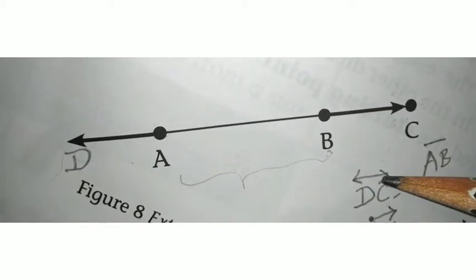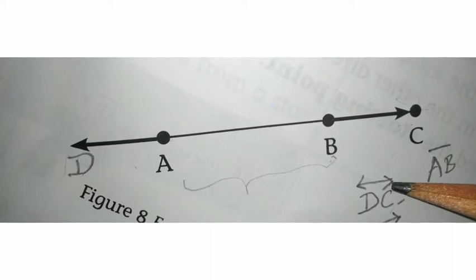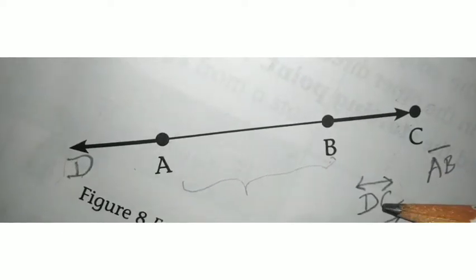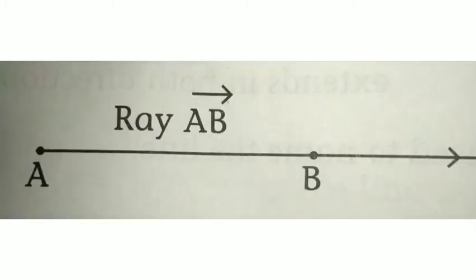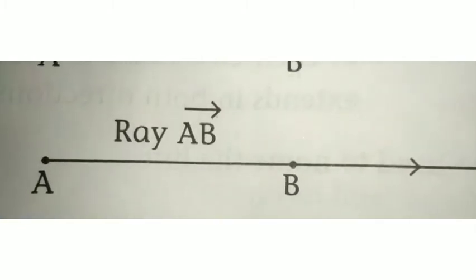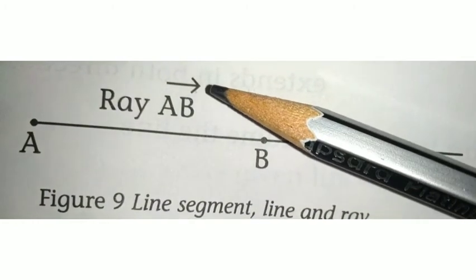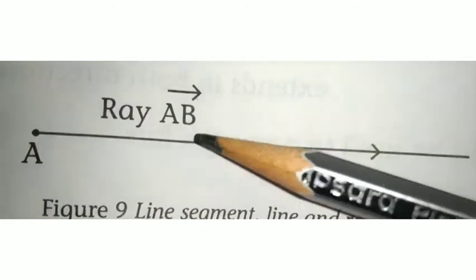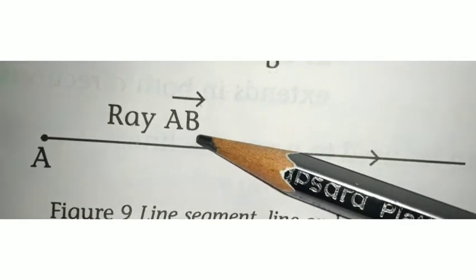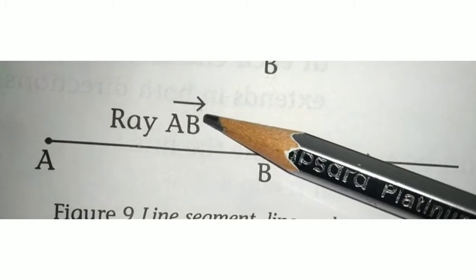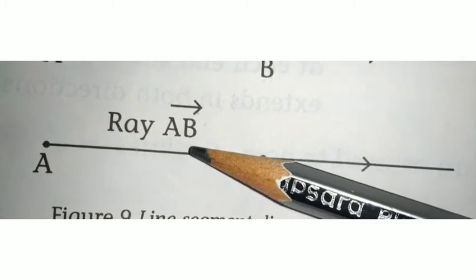DC. Above the letters we have to draw a line like this with a double-headed arrow mark. If we write in this form, then this is called line DC. A ray can be written as AB with a single-headed arrow mark. If we write like this, then this is called ray AB. Always you have to draw a line with a single-headed arrow mark to represent a ray.